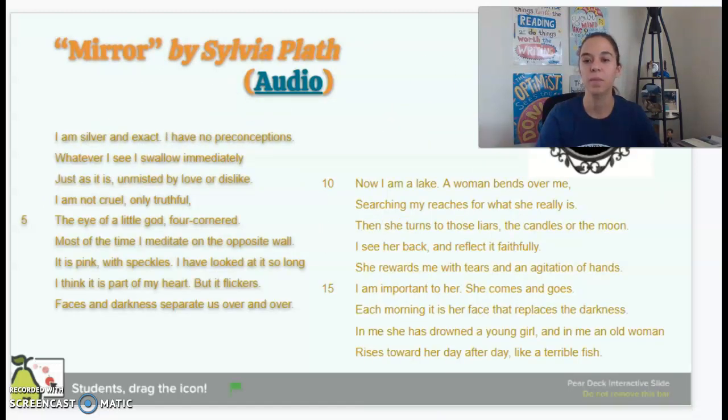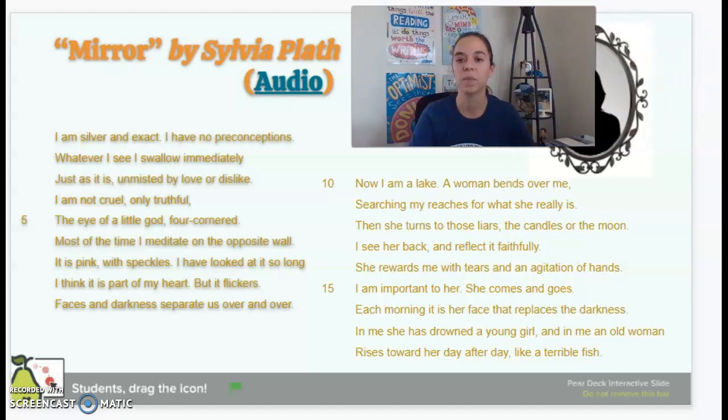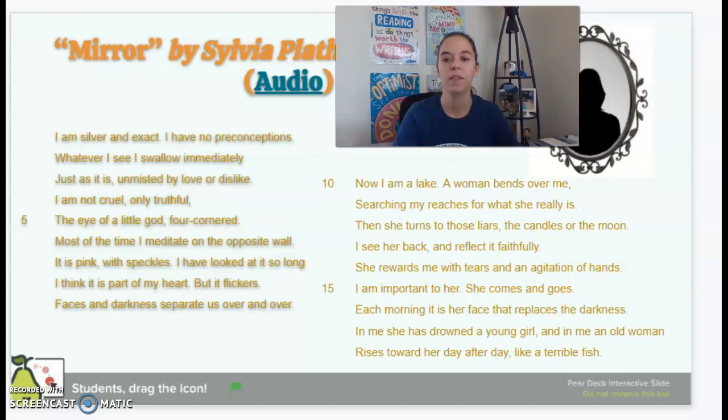This one is called The Mirror by Sylvia Plath, and I am over our mirror here. Hopefully you can see that. Fantastic. So same thing, we're going to read it once and then look for both form and symbols as we go.